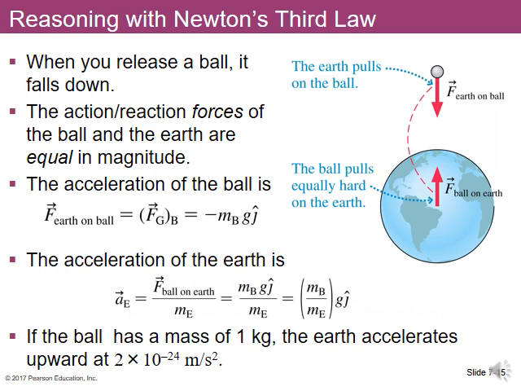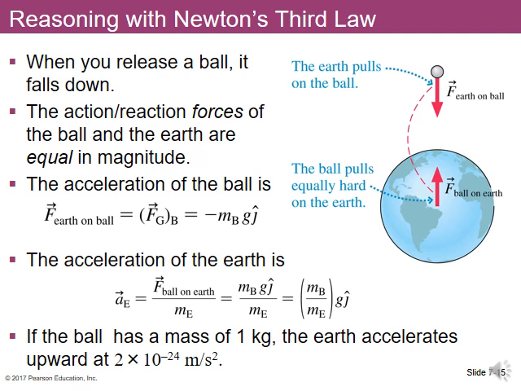So let's think through a couple of examples here of using Newton's third law. Once again, let's think about gravity, because that's a tricky one. When you release a ball, it falls down. As I said earlier, it falls down because gravity pulls down on the ball, but the ball also pulls upward on the earth. And Newton's third law tells us that those two forces actually have to be equal. The ball pulls up on the earth just as hard as the earth pulls down on the ball.